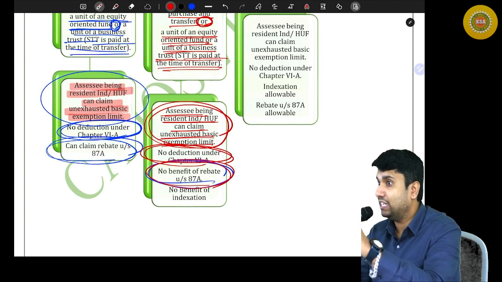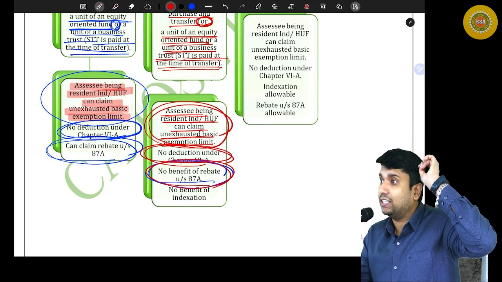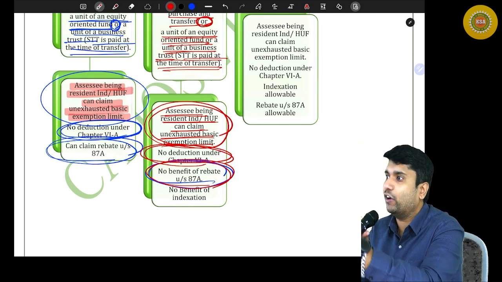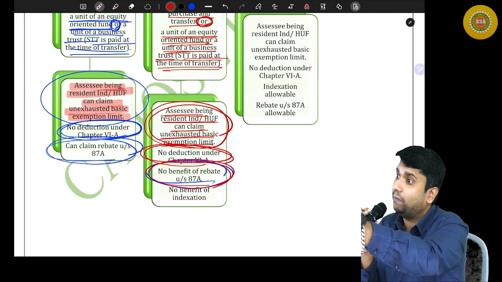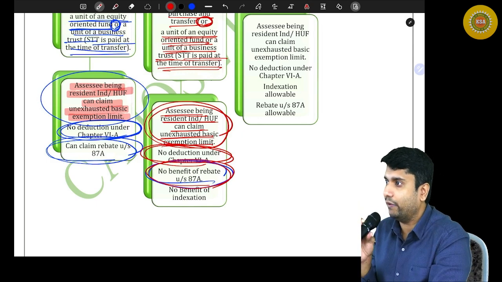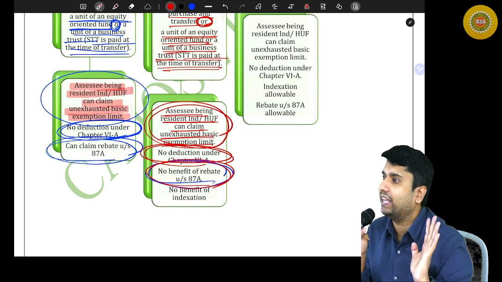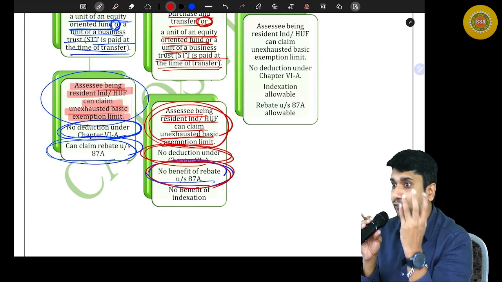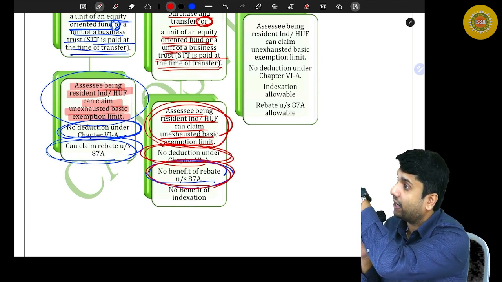Why? Because when they announced the annual budget in 2019, there was a note saying that we are already giving you a benefit of 1 lakh as a special exemption limit under 112A. Along with that, we are not providing any benefit under 87A. That was the very idea of restricting 87A benefit from 112A.